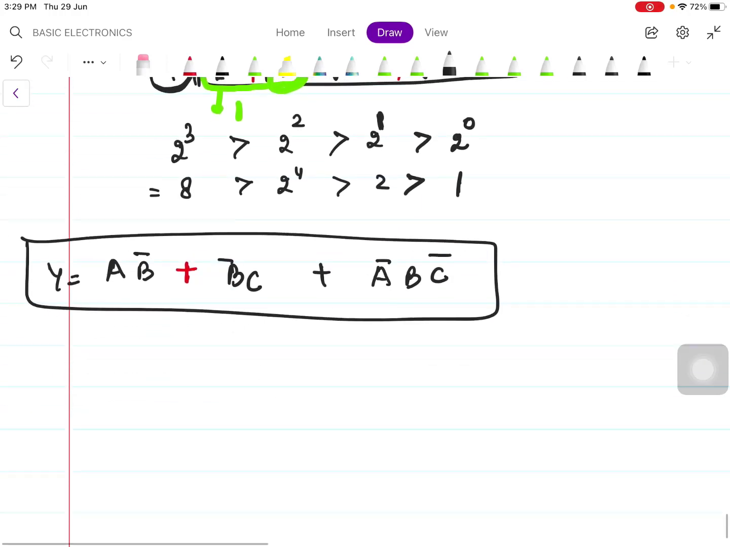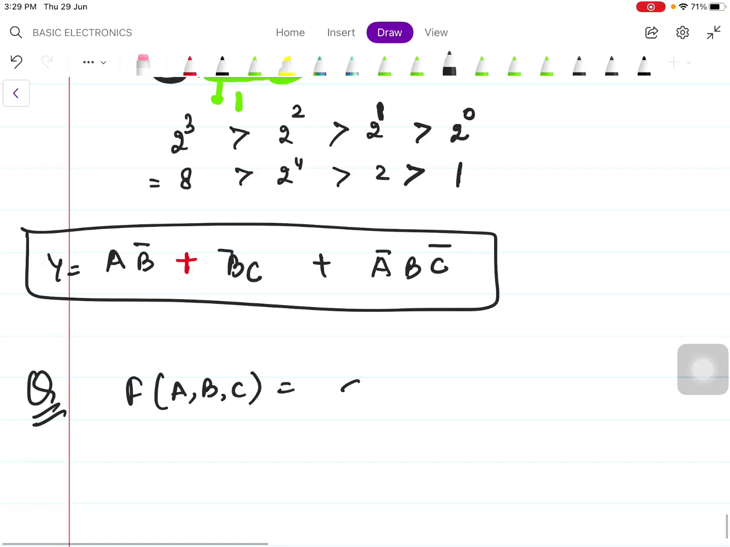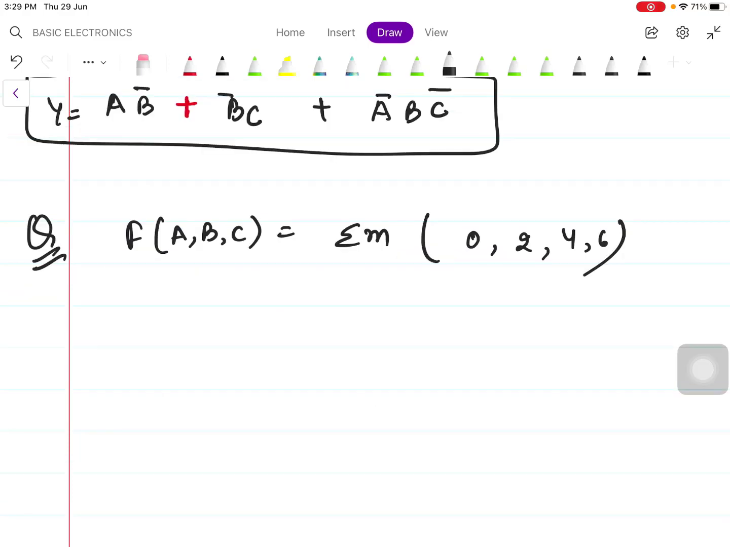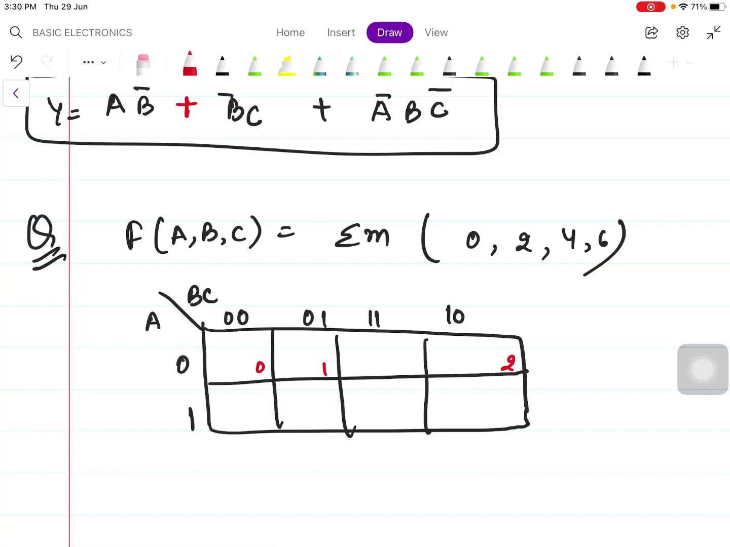Let us do one more question. F(ABC) equals summation m(0, 2, 4). Let us do it. So as you can see from the question itself, it is a 3 variable K-map. Let's draw it. Let's do the markings. And let's place the ones.